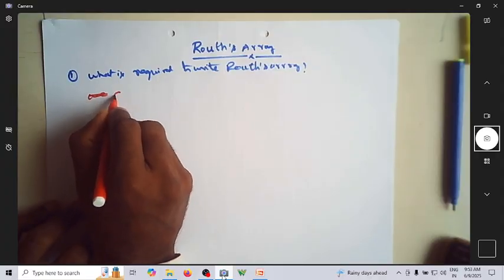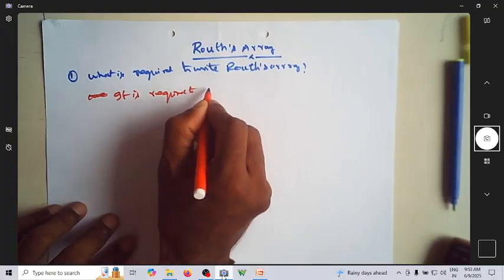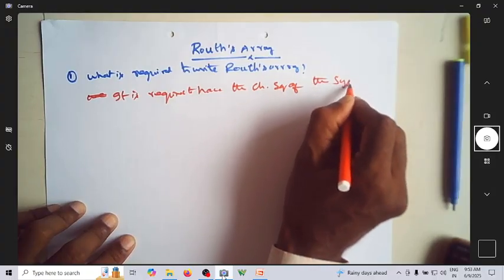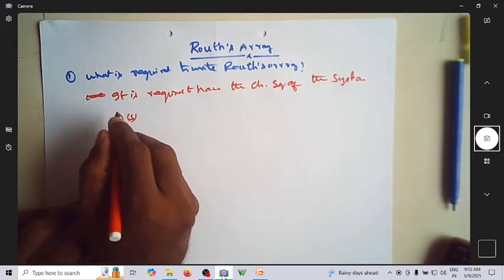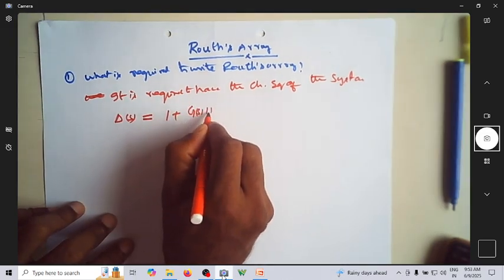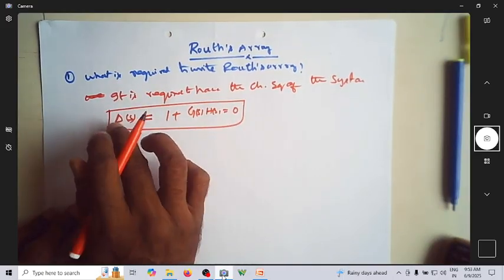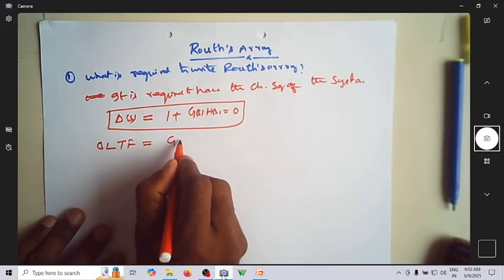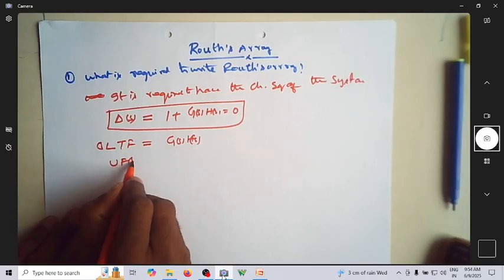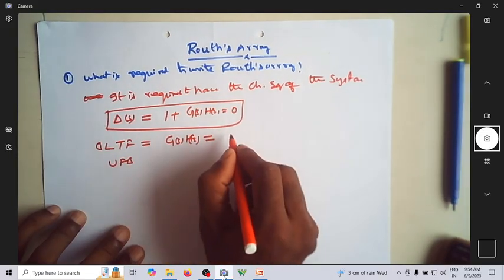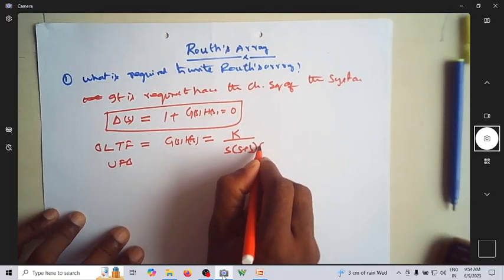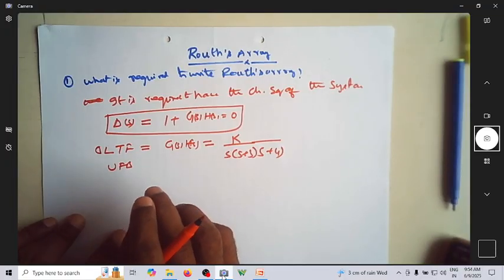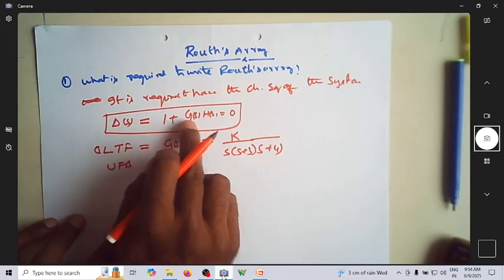We need the characteristic equation of the system, meaning I should know what is del of s. So del of s is nothing but 1 plus g of s into h of s equal to 0. Even if you have the open loop transfer function, which is nothing but g of s into h of s for a unity feedback system, assume that it is something like a by s into s plus 3, s plus 4. If you know the open loop transfer function of a system, then it is sufficient to write the Routh array. So how do I get 1 plus g of s into h of s equal to 0?